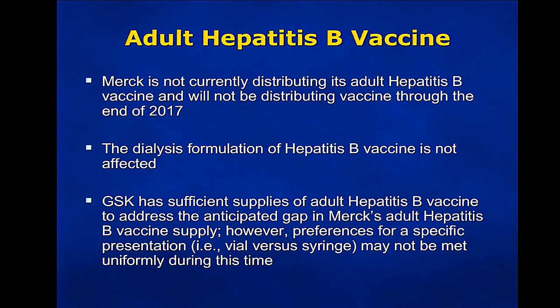With regards to adult hepatitis B vaccine, Merck is not currently distributing its adult hepatitis B vaccine and will not be distributing this vaccine through the end of 2017. The dialysis formulation of their hepatitis B vaccine, however, is not affected by this. And GSK has sufficient supplies of adult hepatitis B vaccine to address the anticipated gap in Merck's adult hepatitis B vaccine supply during this period. However, preferences for a specific presentation, for example, a vial versus a syringe, may not be met uniformly during the time period.